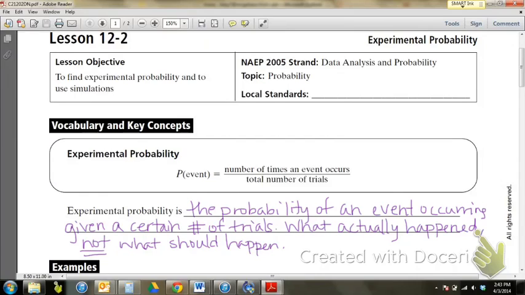Okay, so let's say you toss a coin. If you toss a coin 6 times, theoretically 3 of them should come up heads and 3 of them should come up tails because you have the same chance. But if you toss a coin 6 times, 5 of them could come up heads and 1 of them could come up tails. That would be the experimental probability. What actually happened, not what should happen. So let's look at some examples.